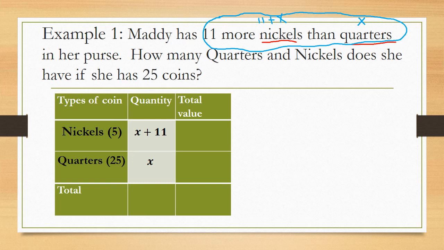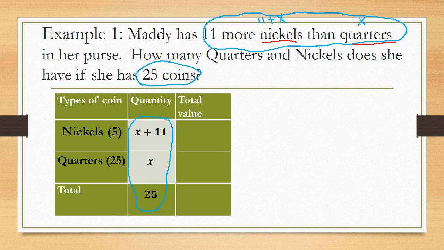Now, if we finish reading the rest of the problem, we'll see that we have the number of coins, 25 coins. So that's the total quantity of the coins, which is supposed to be placed at the total for the quantity. Now, since I have a complete column here with all the information that I need, I do not have to finish filling up this table. That's good enough for me to write an equation.